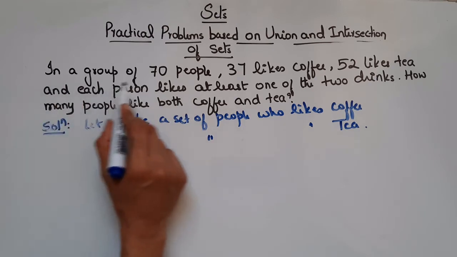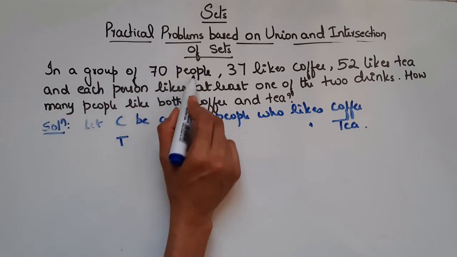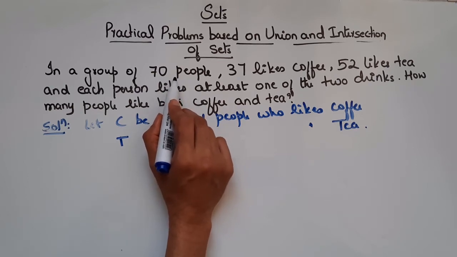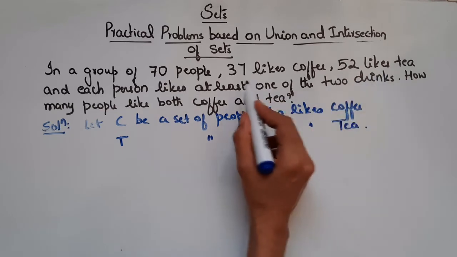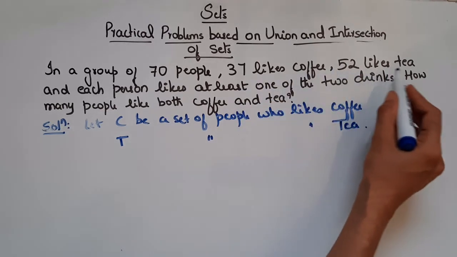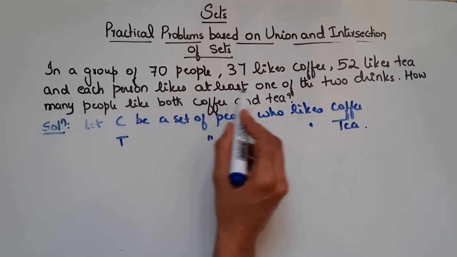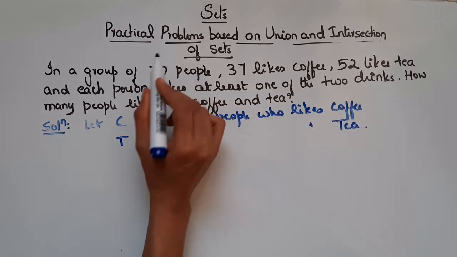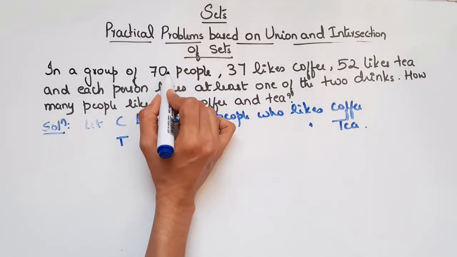Here it says, in a group of 70 people. So in these 70 people, there are people who like coffee, there are people who like tea, there are people who like both tea and coffee. There might be people who don't like either tea or coffee, agreed. But in this question, further it says 37 like coffee, 52 like tea, and each person likes at least one of the two drinks. So there is no question of people who don't like both tea and coffee. So in this case, these 70 people is the union, that is C union T.